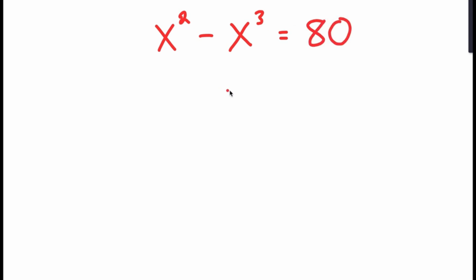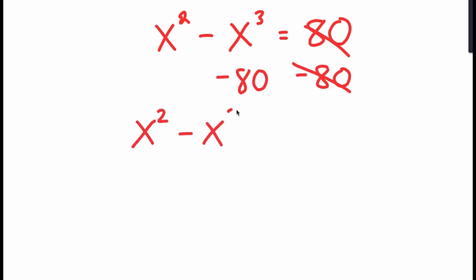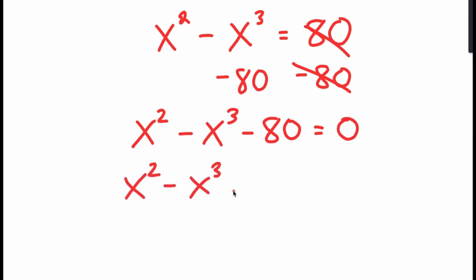To solve this equation, I'm going to first start by subtracting 80 on both sides. So now I get x to the power of 2 minus x to the power of 3 minus 80 is equal to 0. Now from here, I'm going to replace negative 80 with negative 16 minus 64.